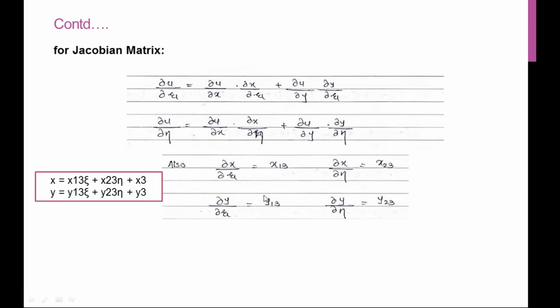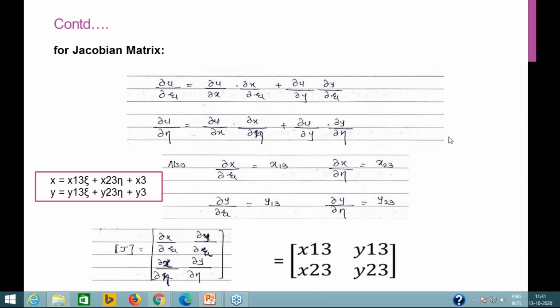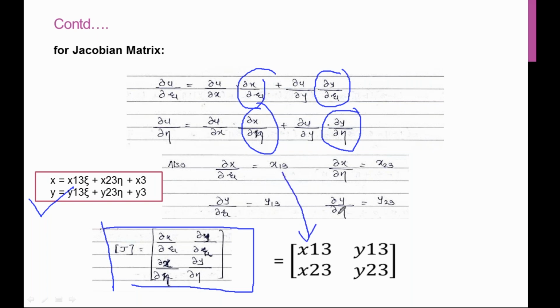So you can write in matrix form. Our Jacobian matrix J is equal to del x by del zeta, del y by del zeta in the first row, and del x by del eta and del y by del eta in the second row. But you know the values of these partial derivatives according to these equations. Take the partial derivative of x with respect to zeta and you will get x13. Next, del y by del zeta is y13. Del x by del eta is x23, and del y by del eta is y23.